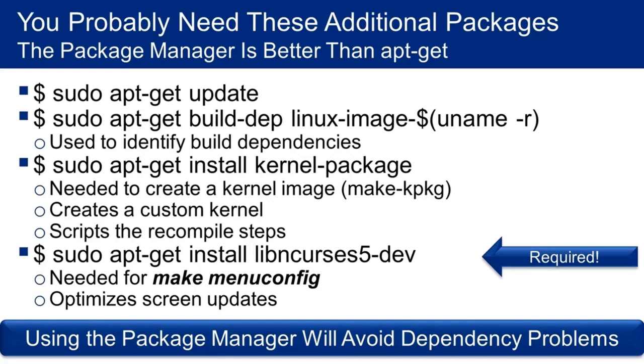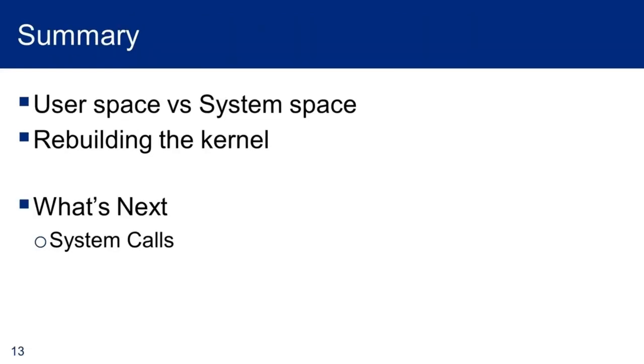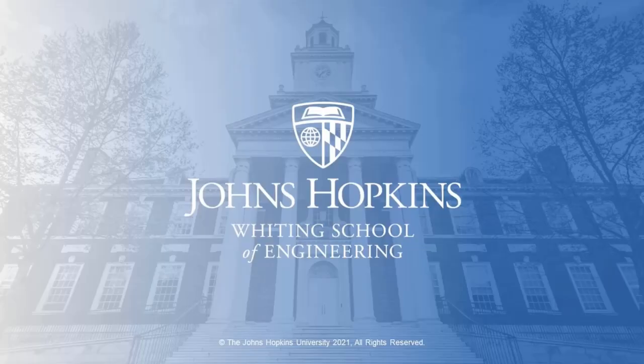I have explained the difference between user space and system space, noting that root is just another user with additional privileges. I have also discussed the steps for downloading the source and additional packages you need to recompile the kernel. Next, I will talk about system calls and a specific system call we will add to the kernel of our VM.